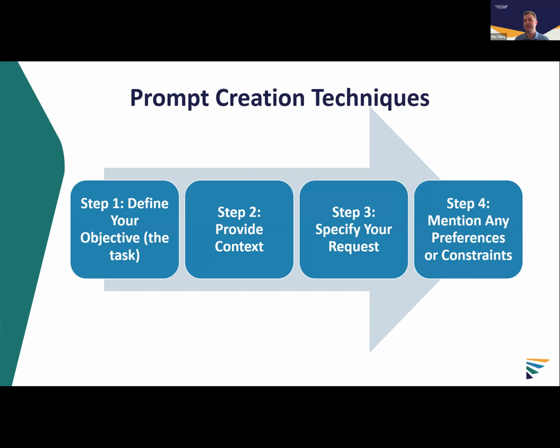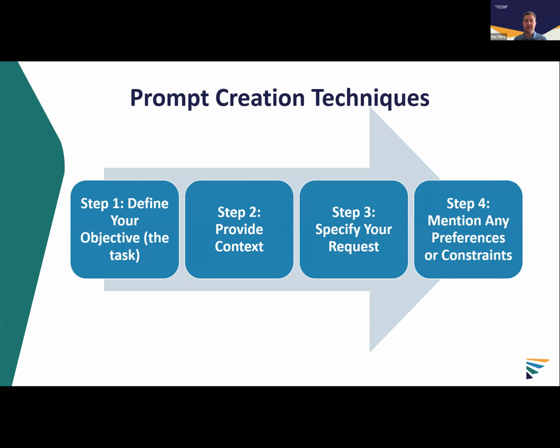So our prompt creation techniques, and these come from OpenAI originally, start with number 1, defining your objective. That is the biggest thing. What is the problem you're trying to solve? What is the thing that you're trying to get out of it, the task? What is the objective that you're trying to get?